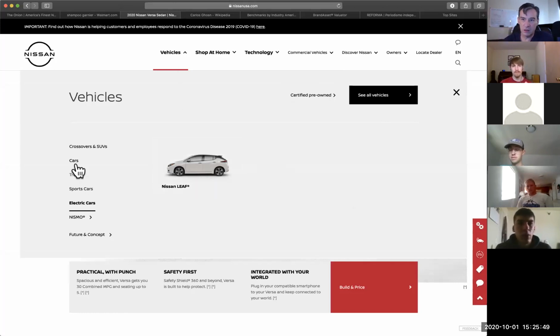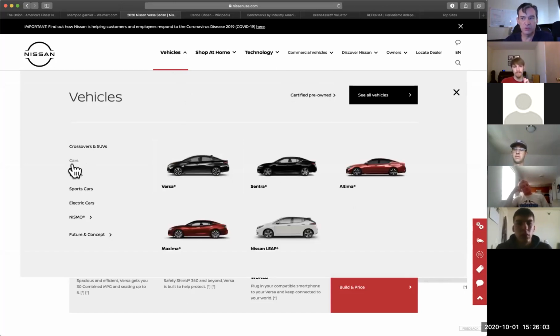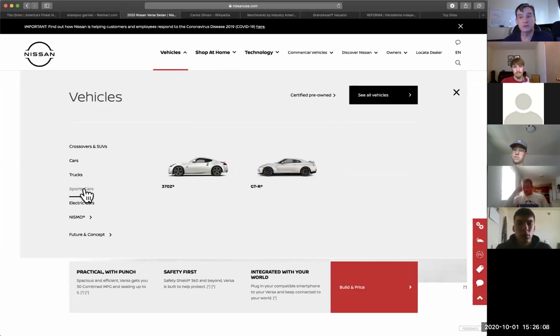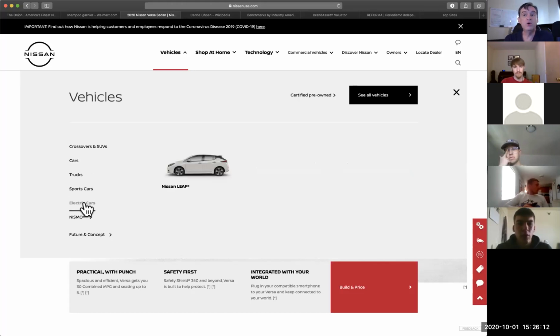So you have cars, you have trucks, you have sports cars, and you have electric cars, right? Each of them is aligned. For the cars, you have 5 marketing offerings, trucks, you have 3 marketing offerings, sports cars, you have 2 marketing offerings, and you have only 1 marketing offering for Nissan Leaf, which is their electric option.